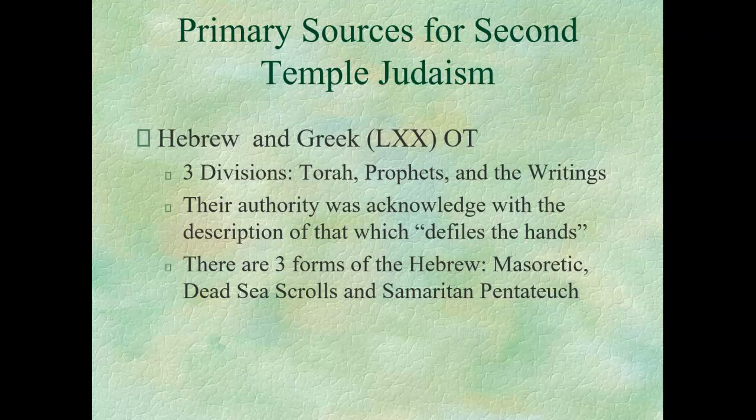So later on, the rabbis, so this is really after the Second Temple Jewish period, tended to recognize the authority of scriptures with the description of that which defiles the hands. So that may be a kind of an odd description for us. How can something that's holy defile the hand?